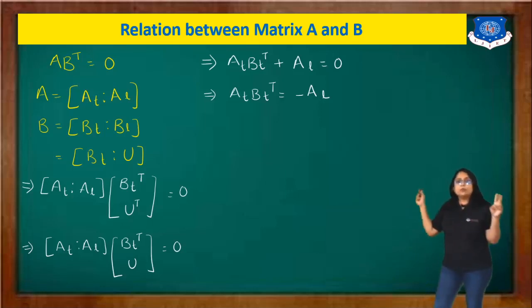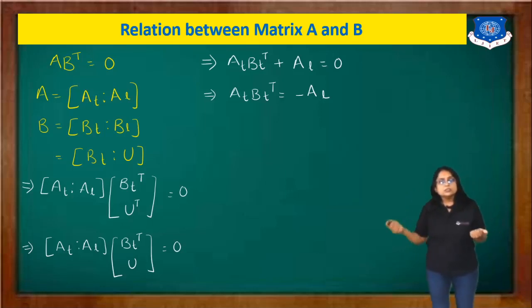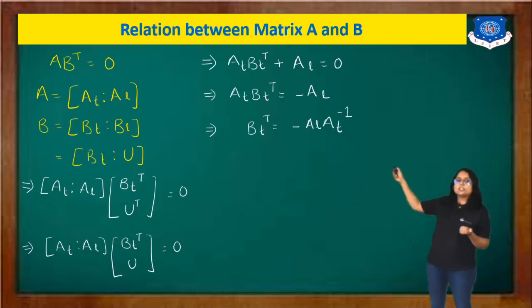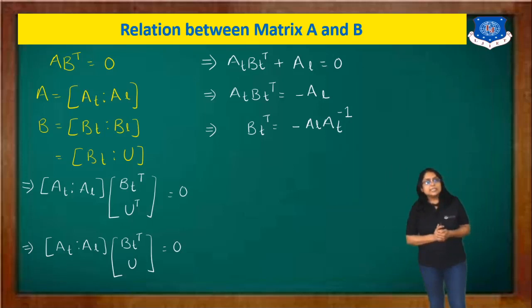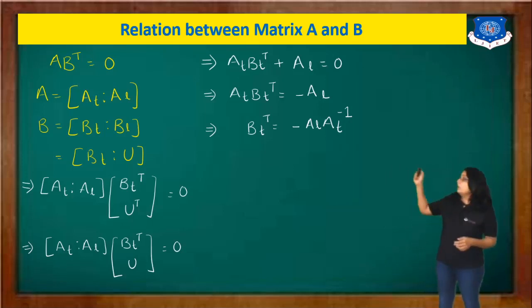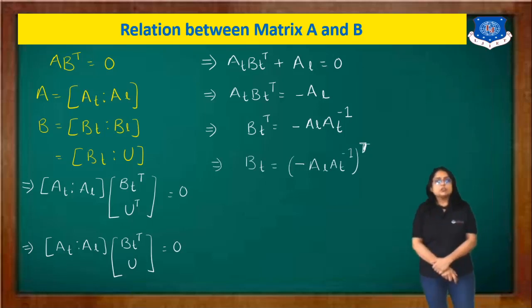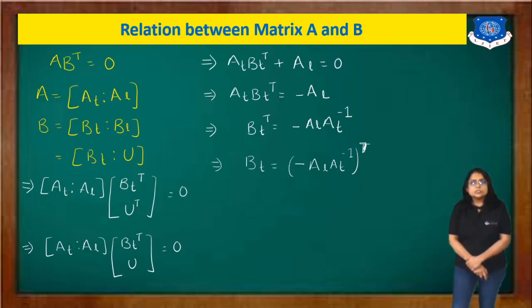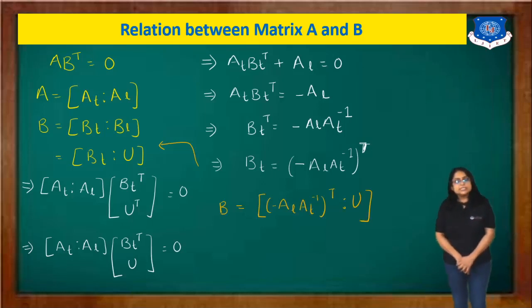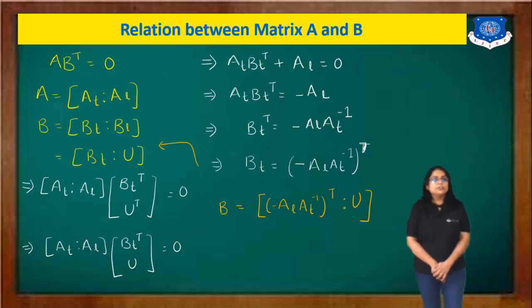Now, you just multiply both sides by AT inverse. So here, the left hand side is only BT transpose and the right hand side will be minus AL, AT inverse. Now, I want only the value of BT, so on both sides take the transpose. If we take the transpose, then BT equals minus AL, AT inverse, then transpose. And you just substitute this value in this. So what will you get? B equals minus AT AL inverse transpose and then U. So here you can see that we have written matrix B in terms of matrix A.